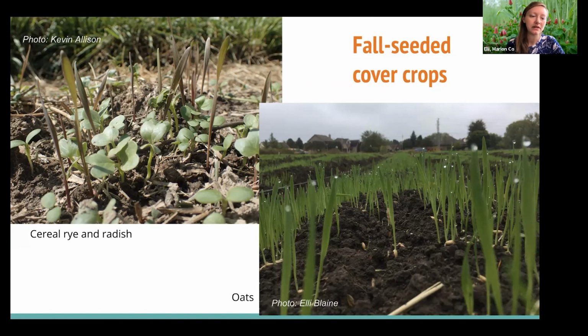And on the left, you see a cereal rye and radish mix. You can kind of tell at the small stage of growth, the cereal rye is a little bit pinker or reddish in tone, and you'll get some growth in the fall and then most of the growth in the spring. The radishes in this mix will actually winter kill. So there's a pairing of a winter kill and winter survival species in this example.